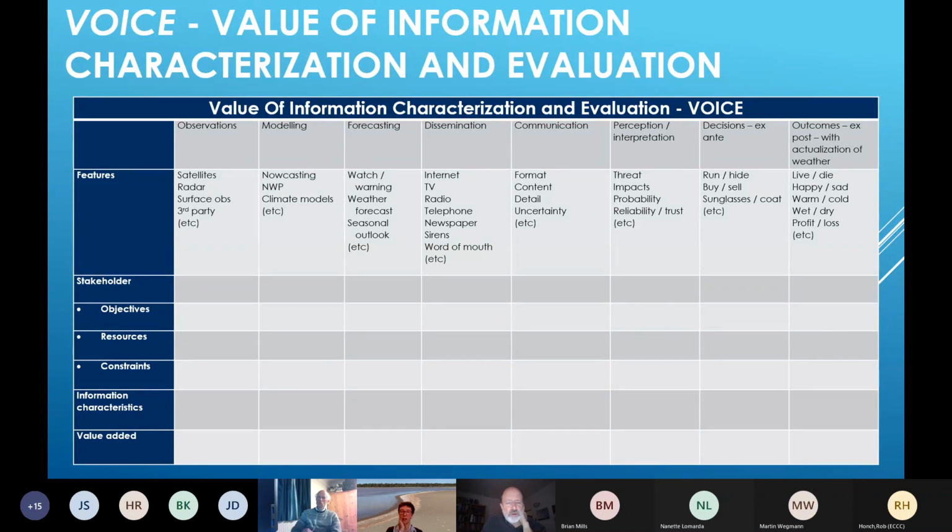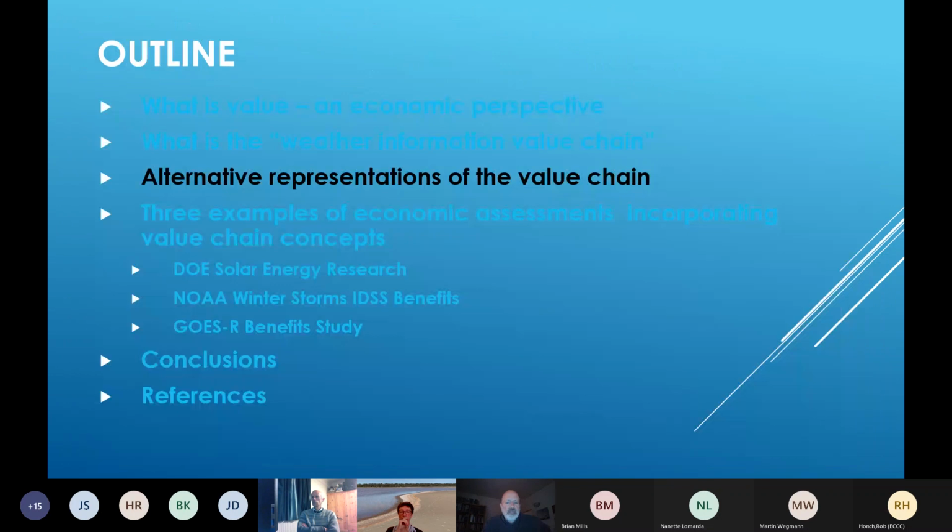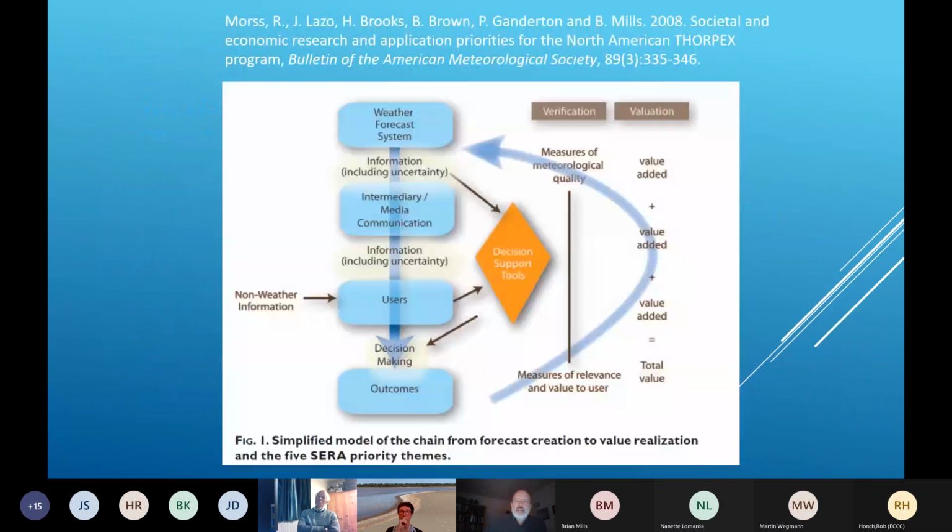What are the stakeholders for observations, for dissemination, for perception, for decision making? What are their resources, constraints, and so on. So again, this template might be something you could start to use to characterize or build a value chain. And there's many other ways of representing value chains.